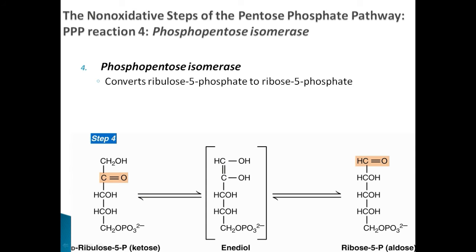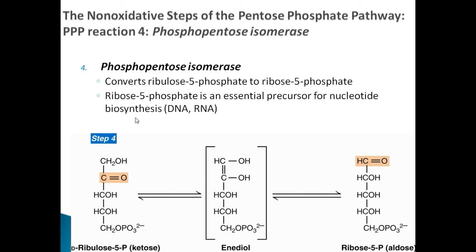In the non-oxidative steps, we have the first reaction catalyzed by phosphopentose isomerase, which converts ribulose 5-phosphate into ribose 5-phosphate. And this ribose 5-phosphate that is produced is the most essential precursor for nucleotide biosynthesis. So the ribose 5-phosphate can now be used to create the NTPs and dNTPs that are required for making either RNA or DNA. The reaction that takes place here is that a ketose sugar is turned into an aldose sugar.